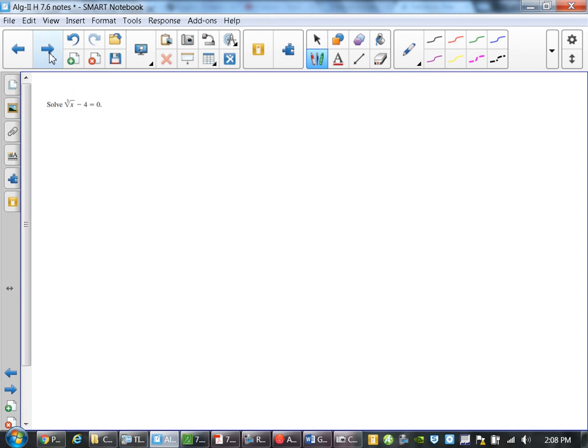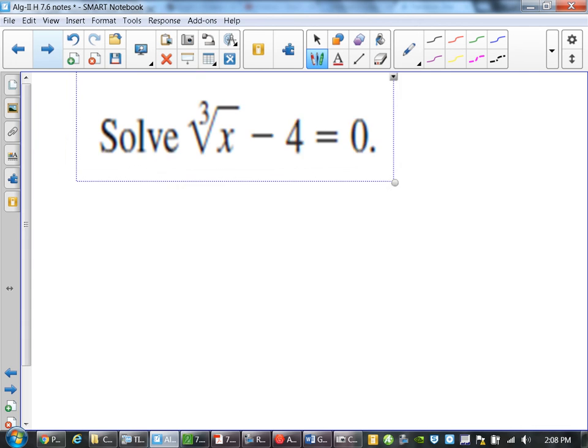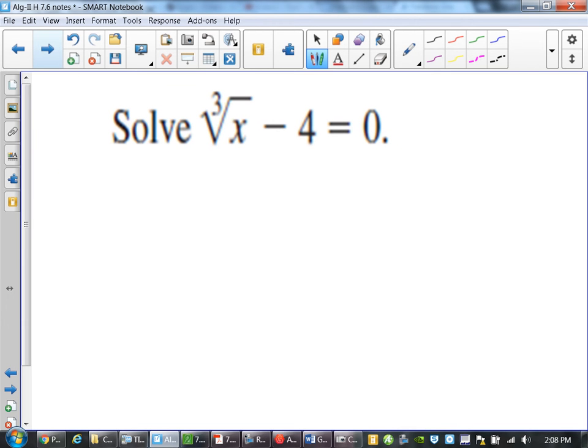Here's what happens. Let me go to something like this. Okay. We have the cube root of x subtract 4 equals 0. You're going to do the same thing. You're going to try and isolate x. Get x by itself. Add 4. Very good. Add 4 to both sides. We have the cube root of x is 4.